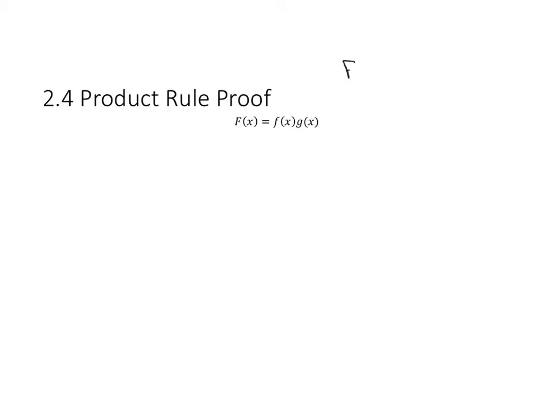So let me give you another example. F of x equals 2x times x cubed. In this case, our first function is 2x, and our second function is x cubed. So as you can see, capital F of x is the product of two functions, little f of x times little g of x.